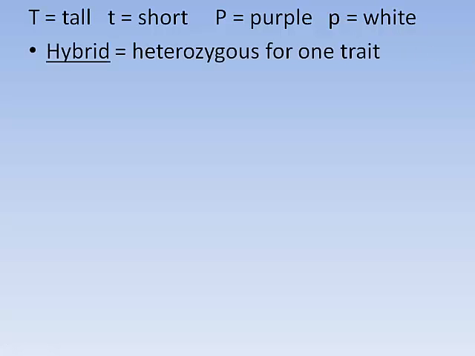Alright, so we learned last time that a hybrid means that you're heterozygous for one trait. So if we were just talking about height, a hybrid would have one of each of the alleles for height. There would be a capital T and a little t. That's a hybrid, a heterozygous. Right? And the phenotype would be a tall plant.